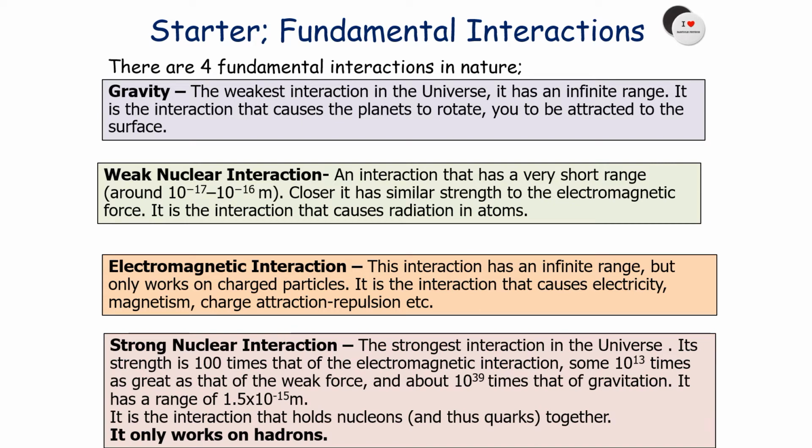And finally we have the strong nuclear interaction. It's the strongest interaction in the universe. It has a strength about 100 times that of the electromagnetic interaction, 10 to the 13 times as great as that of the weak force interaction, and 10 to the 39 times that of the gravitational interaction. But it only has a range of about 1.5 times 10 to the minus 15 meters, and it's the interaction that holds nucleons and thus quarks together, but it only works on hadrons.